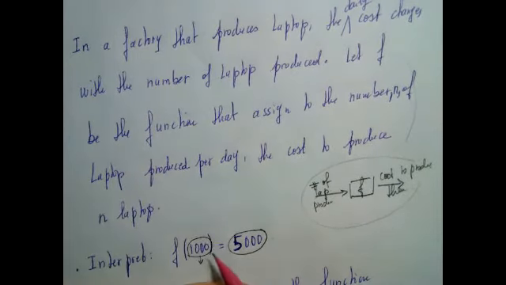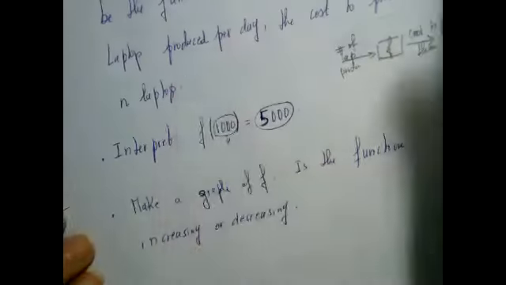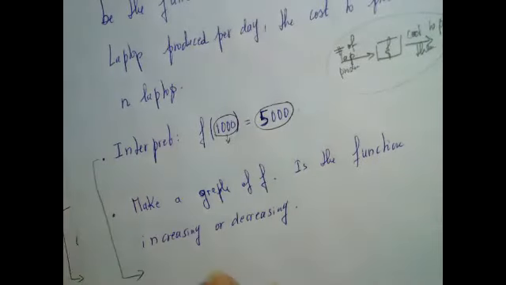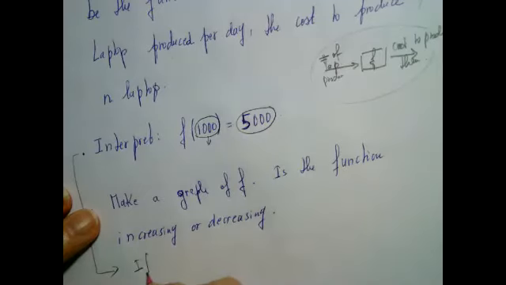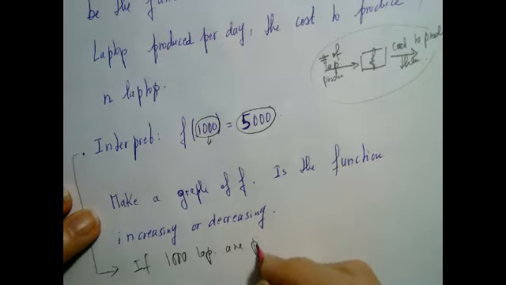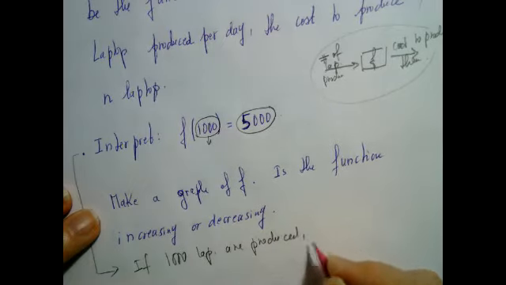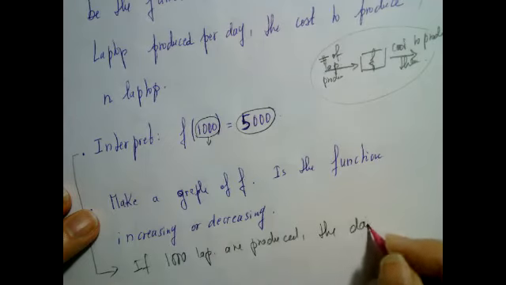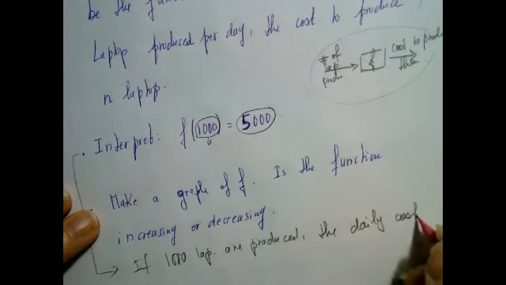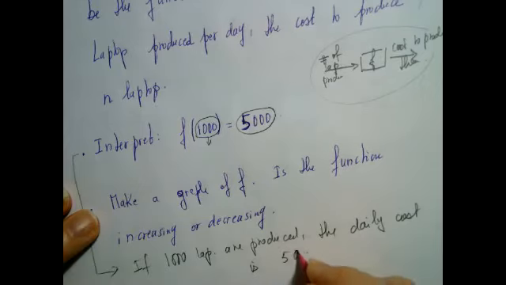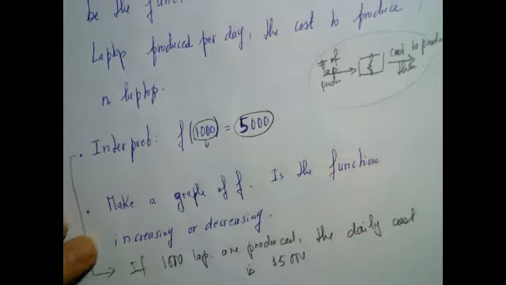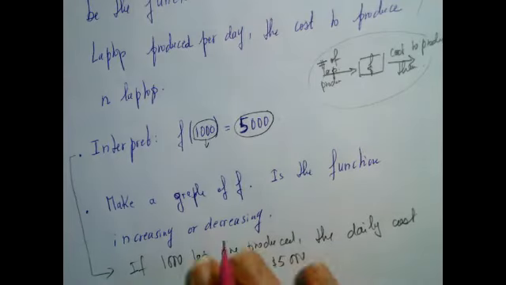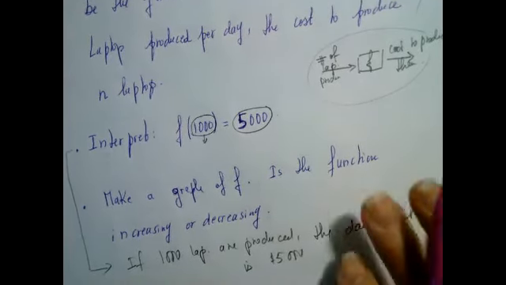Okay, that's the picture in general. Now, in this particular scenario, if the number is 1000, the output is 5000. If it's so, interpret this. It means that if 1000 laptops are produced, the daily cost is $5,000. So this is just for this particular number. Now, make a graph of f. Is the function increasing or decreasing?